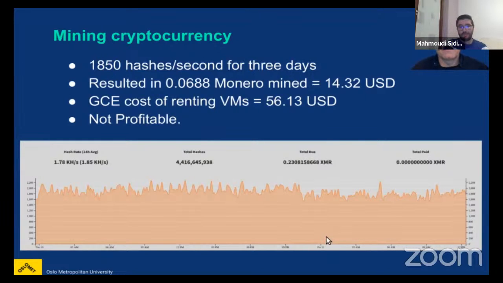Well, mining cryptocurrency is, at least from this, not very profitable because we were able to mine Monero worth $14, while the actual cost of running all the VMs for 3 days was $56. So in this case, this was not profitable. But that was not the purpose of this work either. The idea was to make it as cheap as possible to do a lot of CPU work.